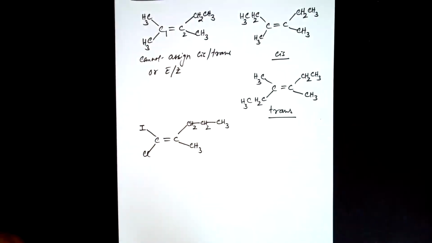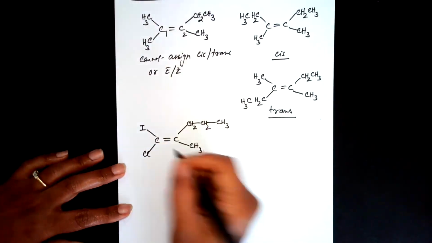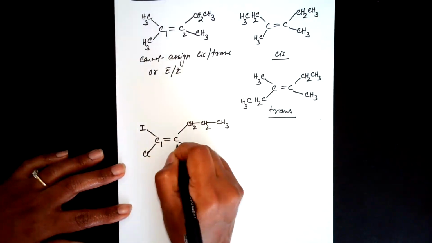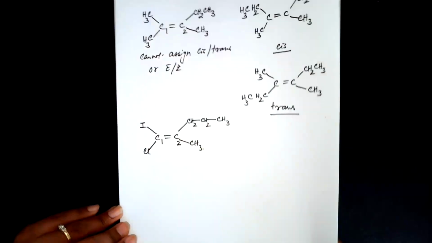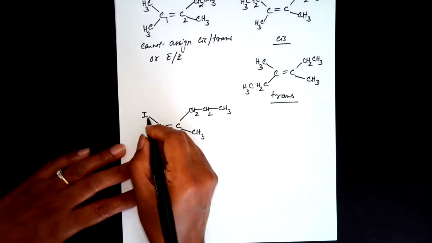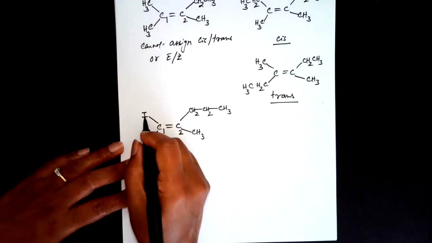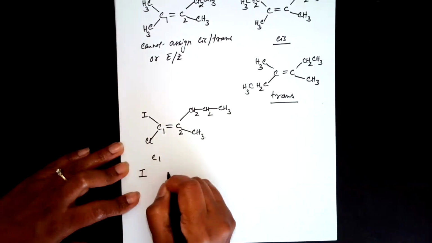Am I able to spot like groups? No. So then let's just try to use the priority rules. Again, not following IUPAC nomenclature numbering rules, I will just call this carbon 1 and carbon 2. Let's start at carbon 1. Priority rule says, go one place at a time, one atom at a time. So my first point of contact is iodine versus Cl.